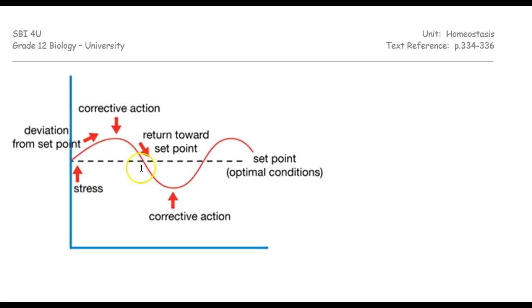again. And again, we can also see the temperature going below the acceptable limit, and then we see corrective action bringing it back to that set point, and so on and so forth. So again, this is an example of what happens during a negative feedback loop.